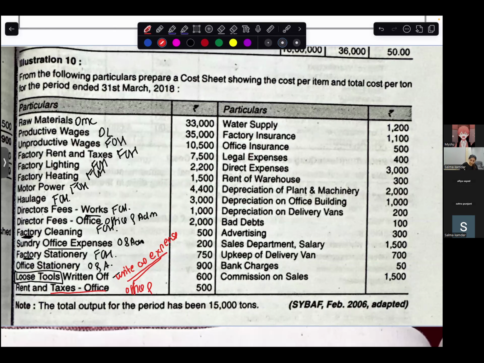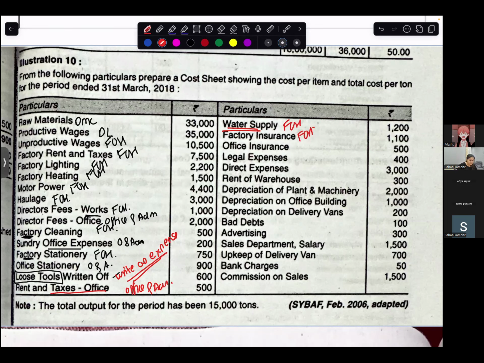Office expense, office and administration, right? Water supply. Where are they supplying the water? Do you need water in the office? No, the staff can get water from home. Do you need water to sell your goods? Factory overheads. No. Factory insurance, factory overhead.